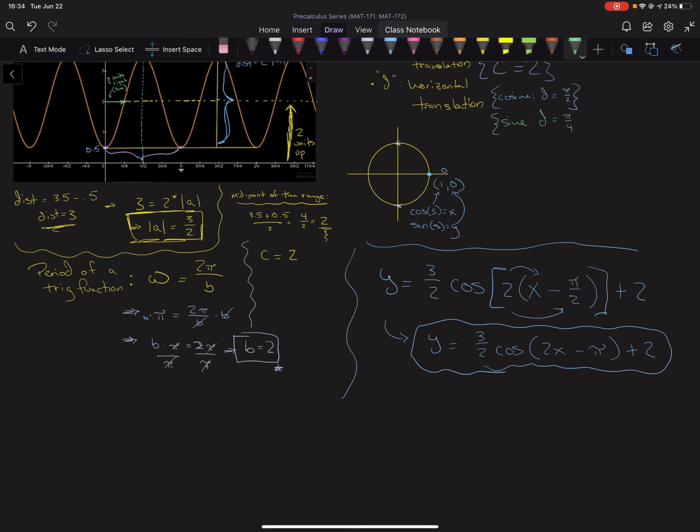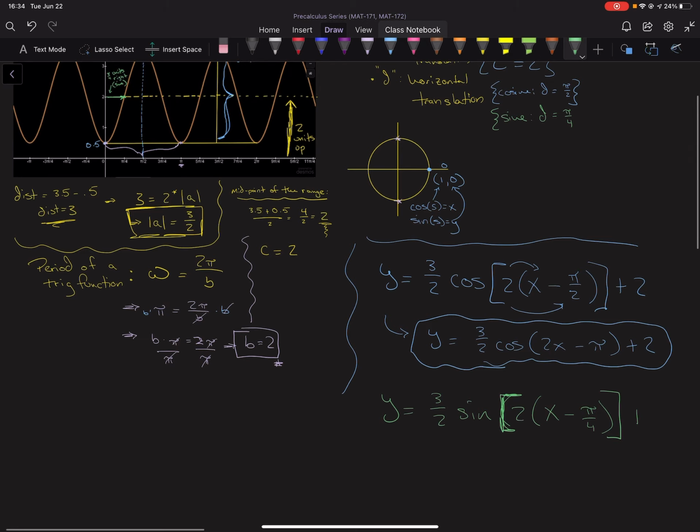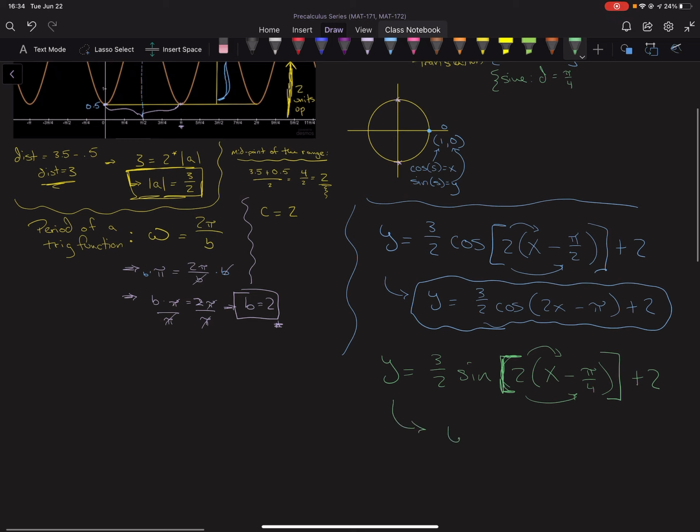For sine, y equals 3/2 sine of 2 times x minus pi over 4, these are brackets here, plus 2. Simplifying this, we're going to wind up with y equals 3/2 sine of 2x minus pi over 2 plus 2.